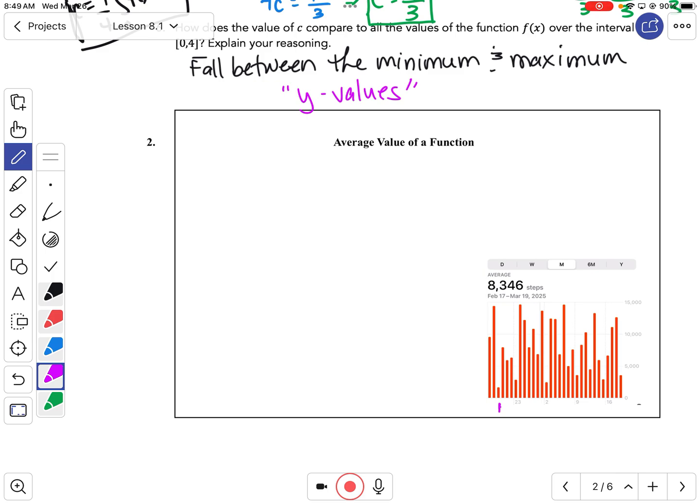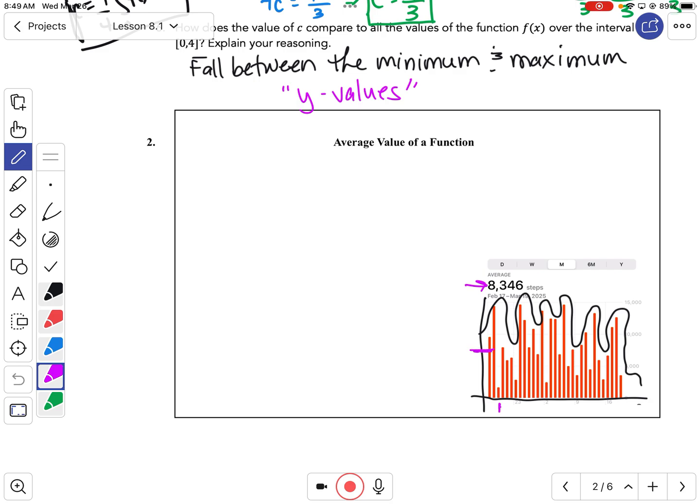The taller ones are probably the days that I teach dance, because I get a lot more steps on those days. But it looks like my minimum is at 0 steps, or a little over, probably a couple hundred or so. And then my max is right up at 15,000. So if we think about this in terms of a function, the function would look something like this. This is a function we don't know a whole lot about. And it tells me the average y value is hitting at about 8,300.